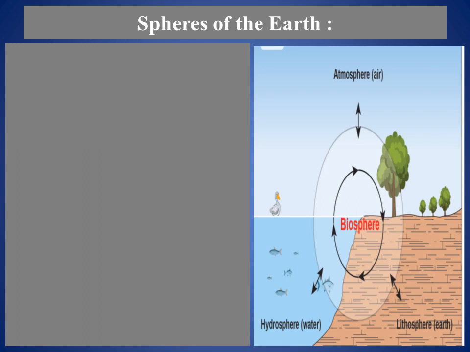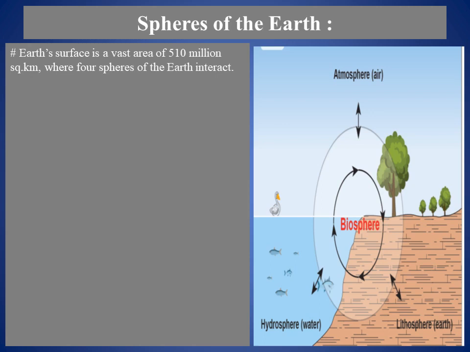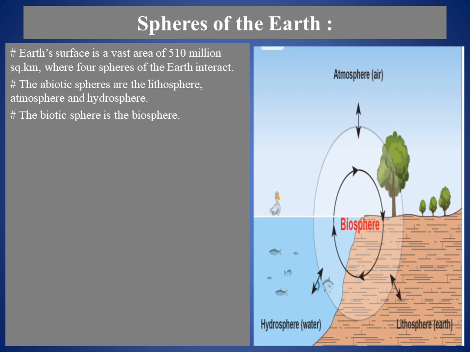Spheres of the Earth. Earth's surface is a vast area of 510 million square kilometers, where 4 spheres of the Earth interact. The abiotic spheres are the lithosphere, atmosphere, and hydrosphere. The biotic sphere is the biosphere. Together, the spheres constitute the planet Earth.